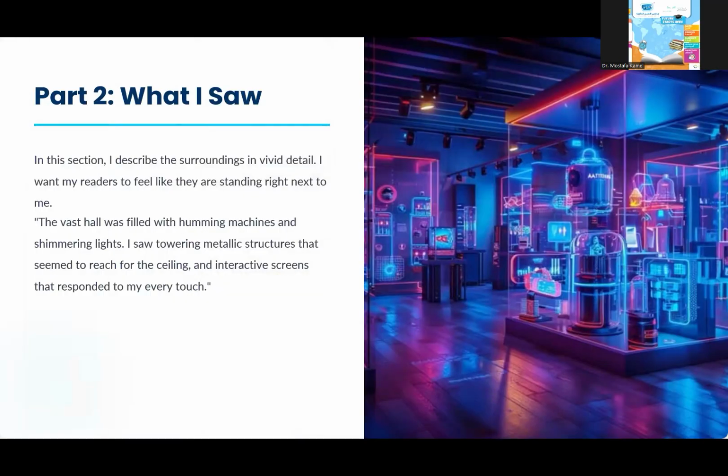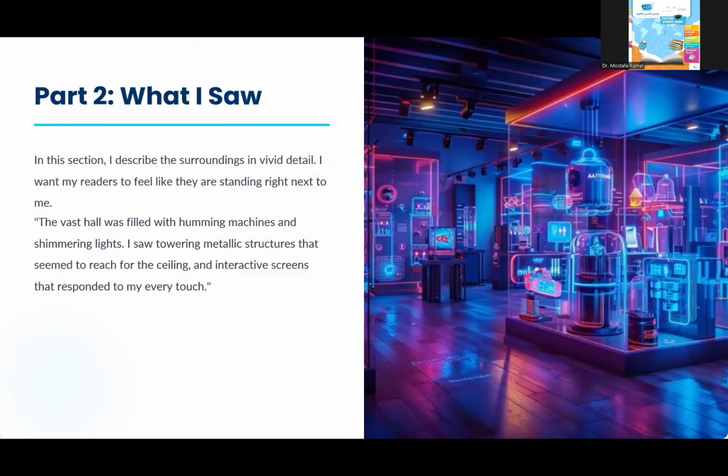Moving on to the second part, what I saw. And in this section, I describe the surroundings in vivid details. I want my readers to feel like they are standing right next to me. Vivid details include the sounds, the colors, and so on. The vast hall was filled with humming machines and shimmering lights. I saw towering metallic structures that seemed to reach for the ceiling, and interactive screens that responded to my every touch. Of course, the language level here is high.